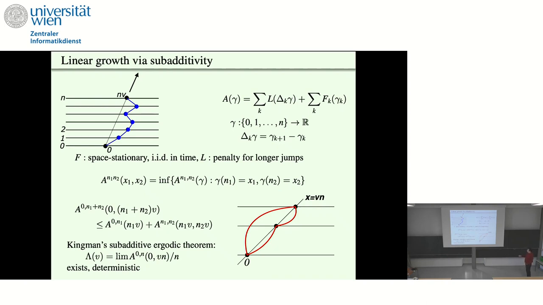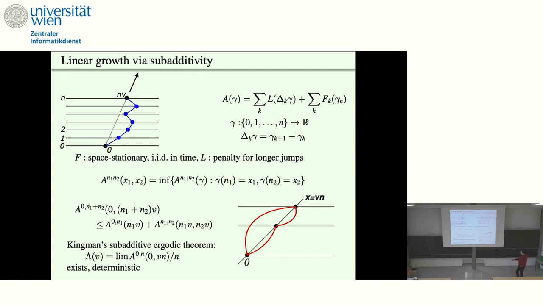cannot be worse than a concatenation of two paths that connect one of those points to some intermediate point, and then because you have one more restriction here, you have this inequality. This is the classical subadditivity situation where you can apply the sub-ergodic theorem, and so this limit exists by the theorem, and it's deterministic. It doesn't depend on the realization of the environment.